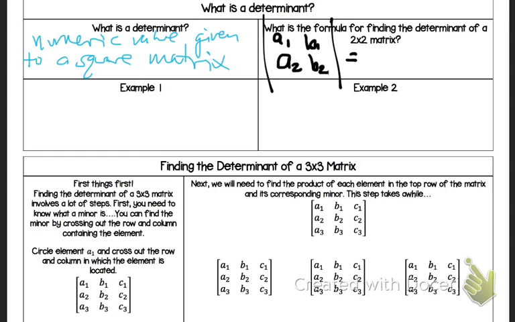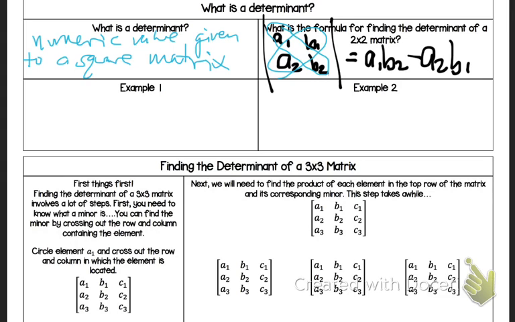And the formula for a 2 by 2, and now this only works with a 2 by 2, is that you're going to multiply the diagonals. So you're going to do A1 times B2. So A1, B2, and then you're going to subtract the other diagonals. So subtract A2, B1. So A1 times B2 minus A2 times B1.